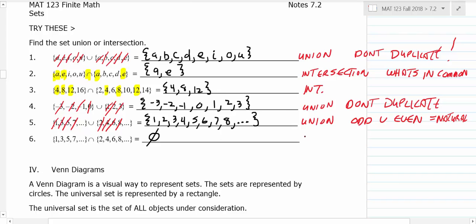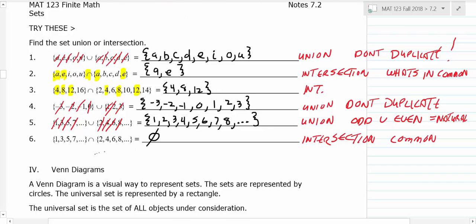That's the idea. Okay, the next one is set intersection. So again, what you're looking at is what's in common. So the question is, is there anything in common? The 1 is not in the second set. The 3 isn't. The 5, the 7. Basically, if you find what's in common between odd and even numbers, there isn't anything in common. So what we say is that's the empty set.